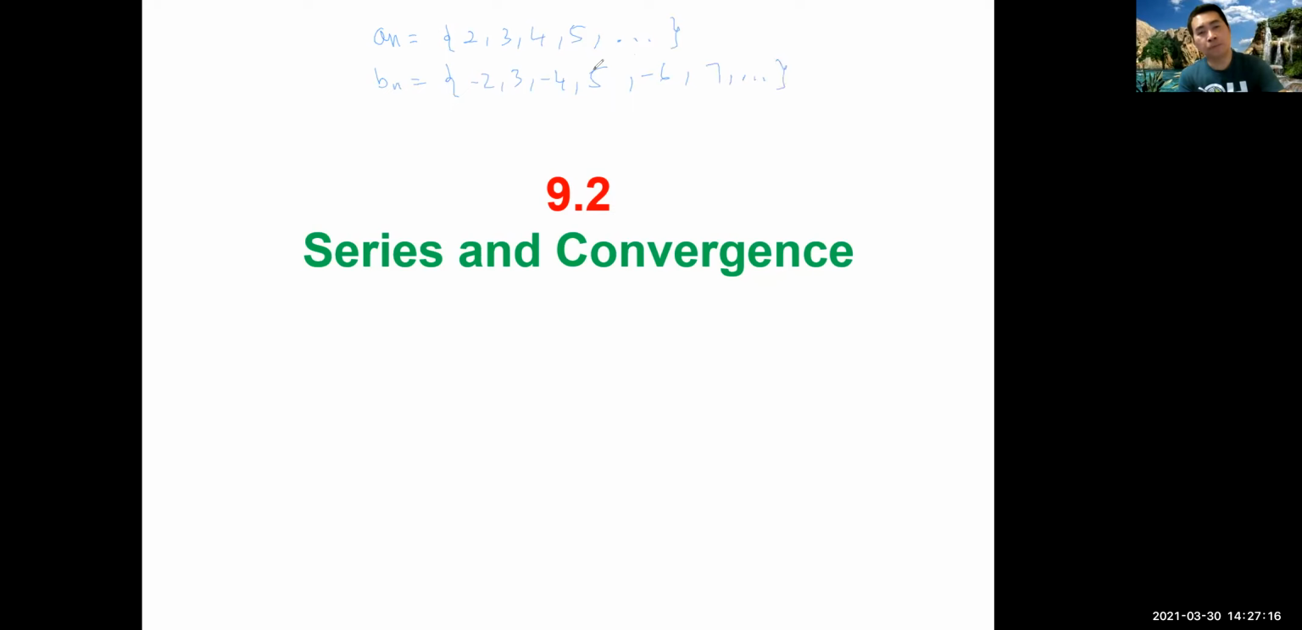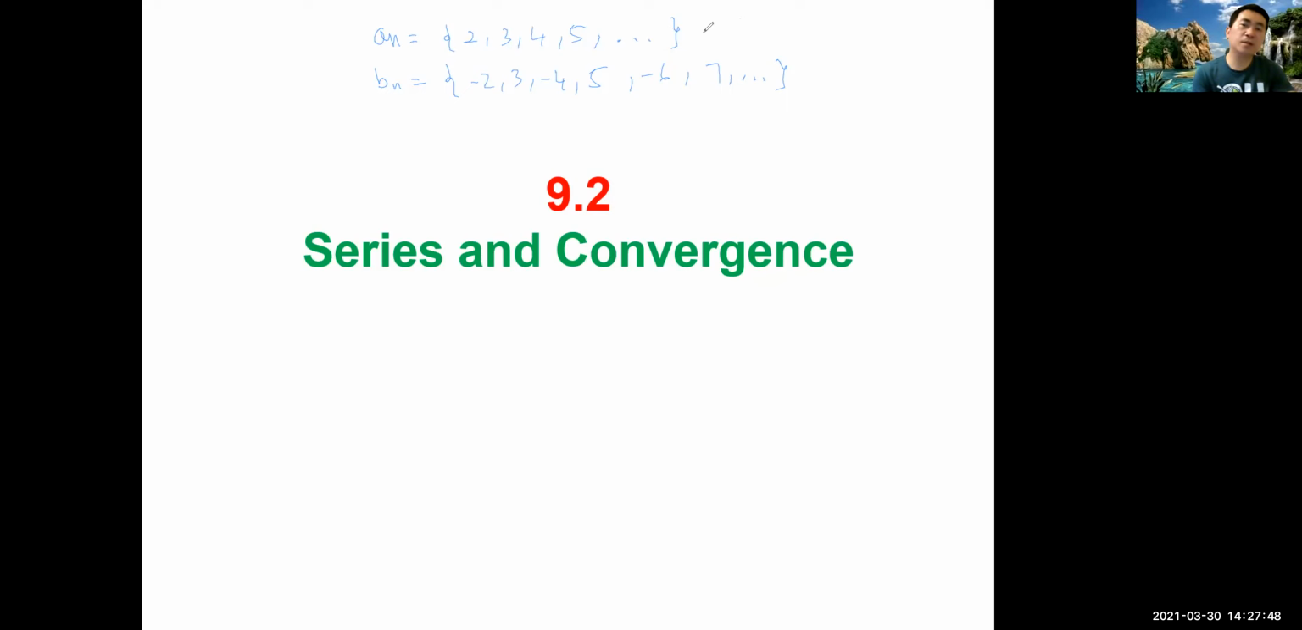Now, instead of in 9.1, where we were looking at limits, that is, if you keep increasing n, what's the limit of the sequence, we look at the sequence from a different point of view. Instead of the term itself approaching something, we want to know the sum of these terms.